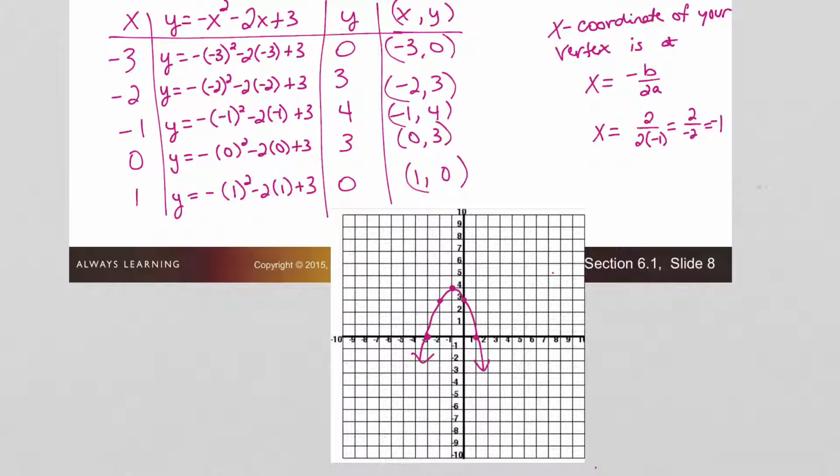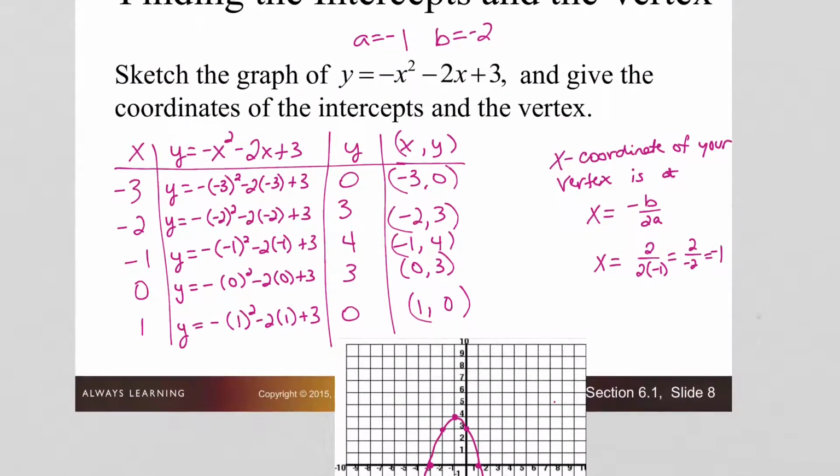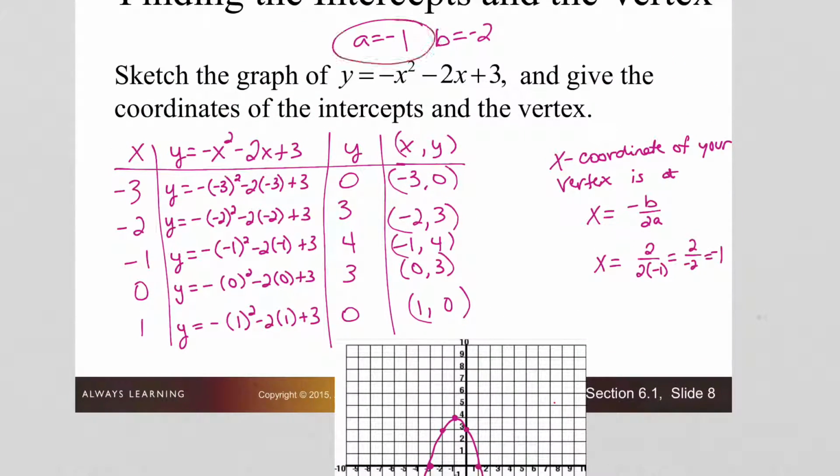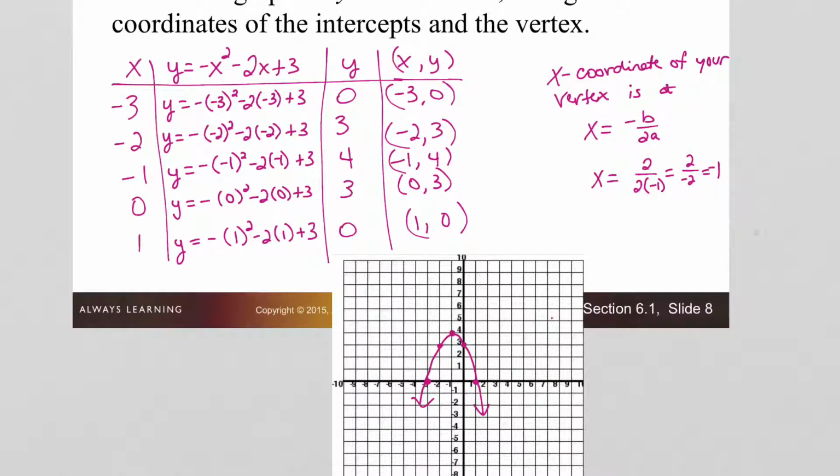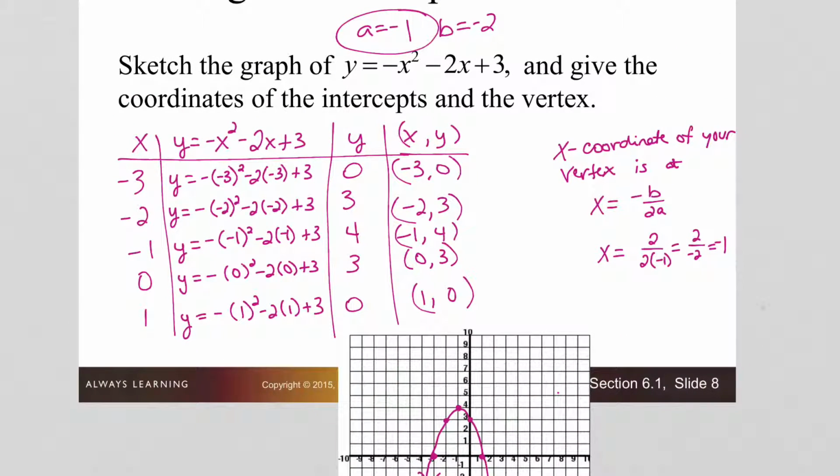So this graph is an upside down parabola. Now, I knew that it was going to be an upside down parabola because my a, my leading coefficient, was negative. Anytime your leading coefficient is negative, you're going to have an upside down parabola. If your a is positive, it's going to be a right side up parabola.